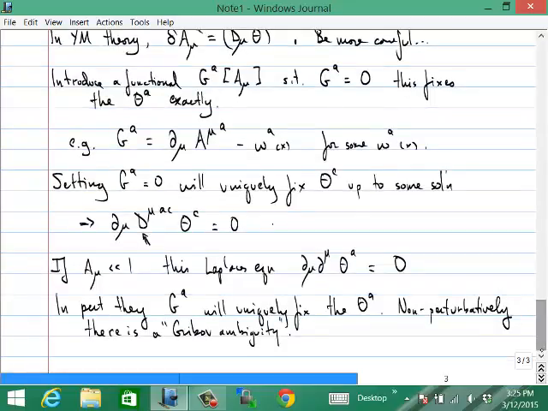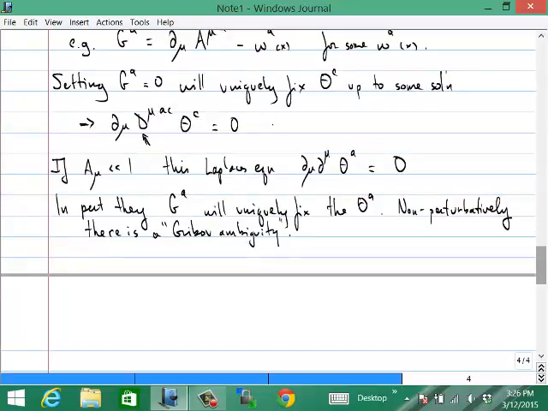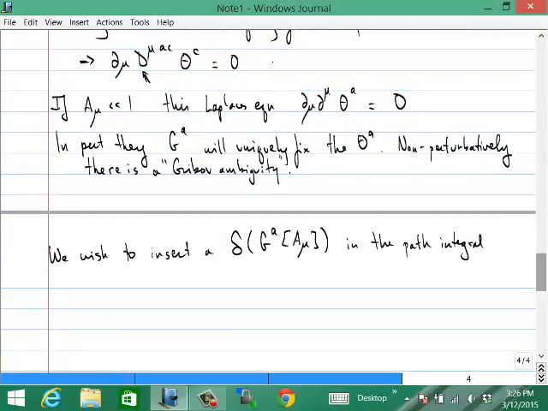Okay. So now the idea is that we want to include only one gauge configuration per equivalence class under gauge transformation. So that means that what we'd like to do is insert a delta function into the path integral that sets G^A equal to 0, to completely fix the gauge ambiguity.